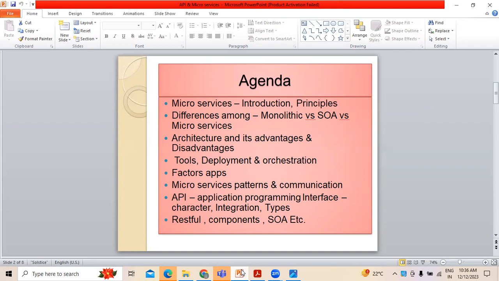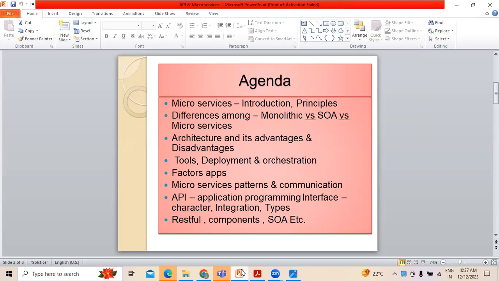Next, architectural advantages and disadvantages. Anyway, we have already discussed this in the solution architect part, right? So I'm covering that there. What are the different architectures we have, right? That was already discussed in the solution architecture training. I think you have undergone that, right? So what are the different architectures we have? I'm not covering that here because anyway you know it.